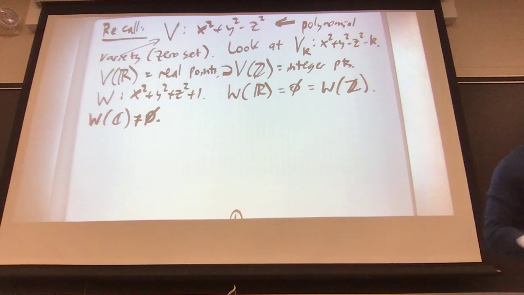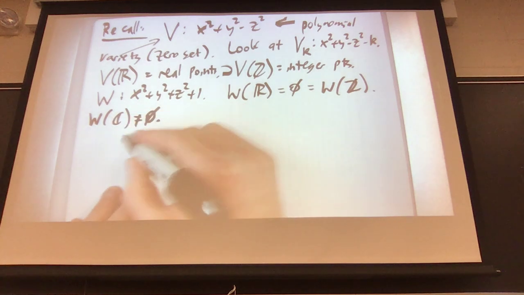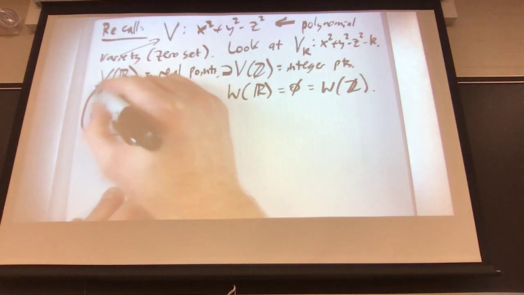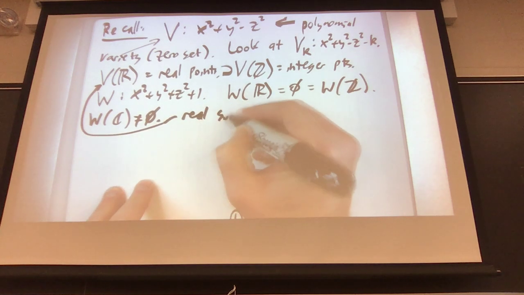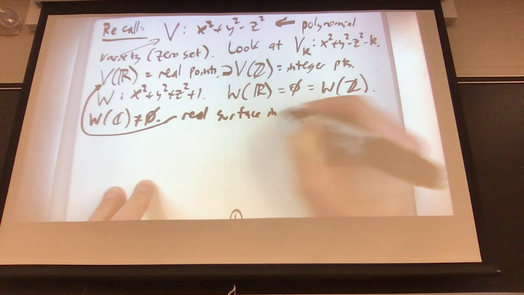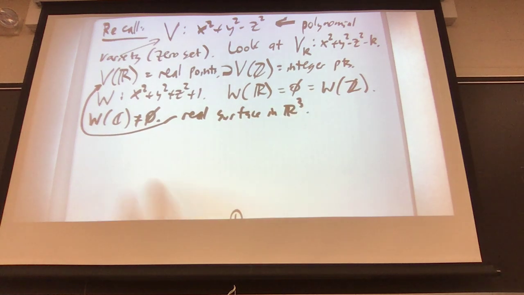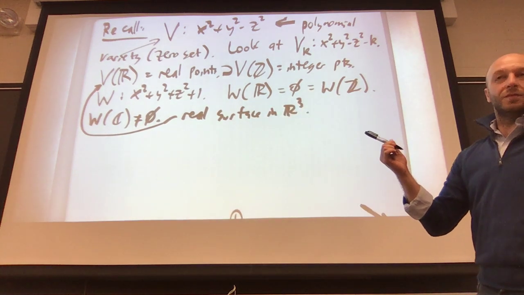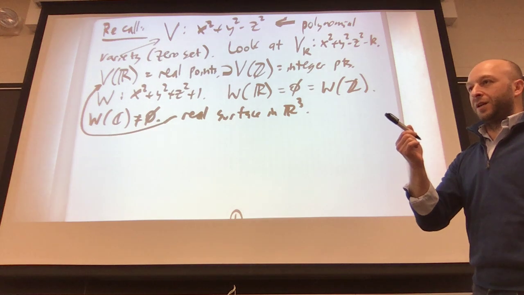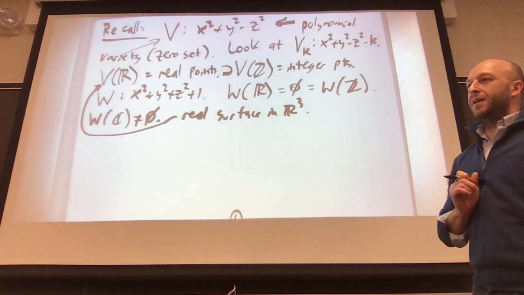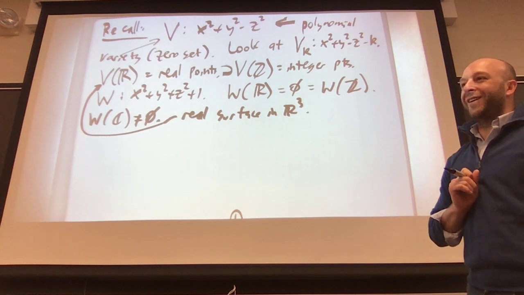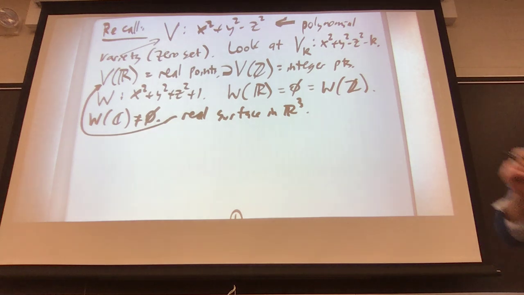Back to, what is V of R? V of R, so this is a real surface in R^3. What makes it a surface? Well, if you go back to Calc 3, when you have a surface and you have to define level curves. Yeah? It's kind of like a surface. Okay, good. We're going to come back to exactly that question in a second.